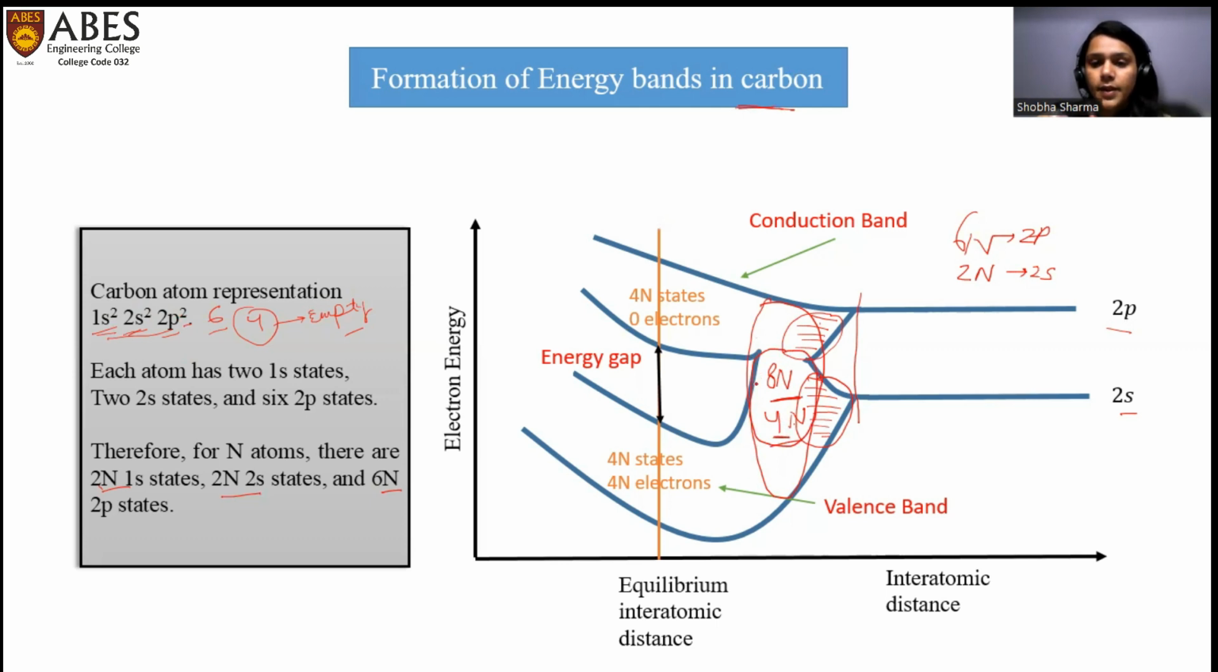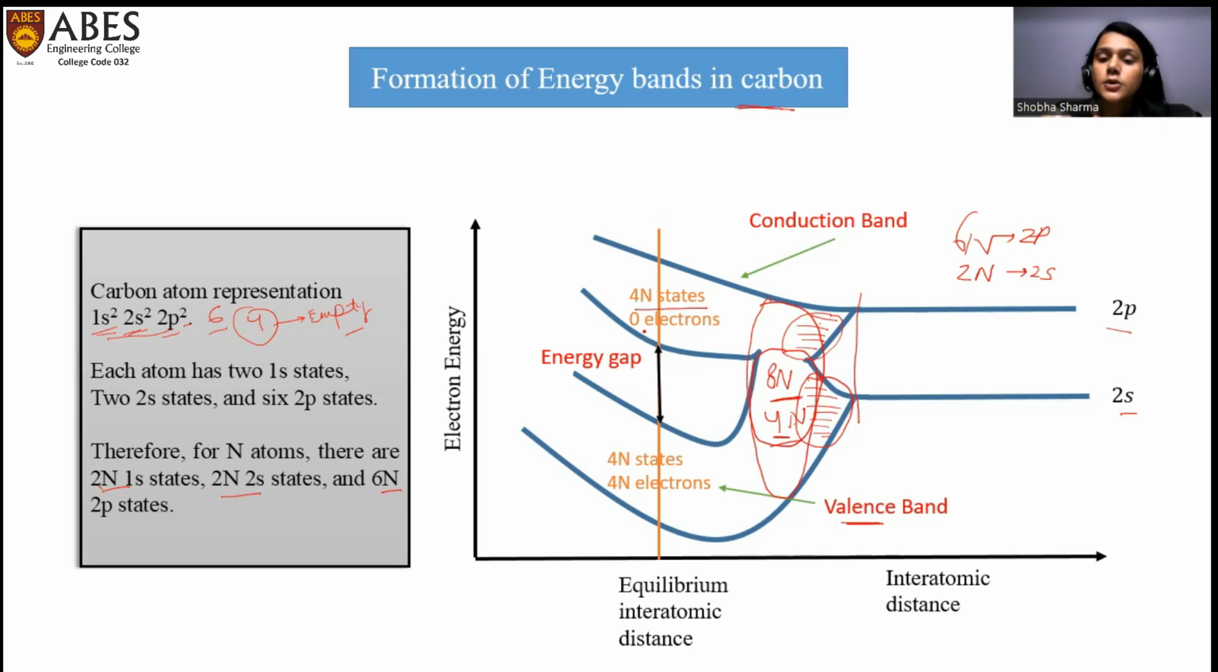Now, with the further decrement of interatomic distance, we see this single band is split into two different bands. One is the completely filled band and one is the completely empty band. This filled band has 4n states and 4n electrons to fill these states, so we call this completely filled band the valence band. And the upper band is known as the conduction band, in which 4n states are empty.